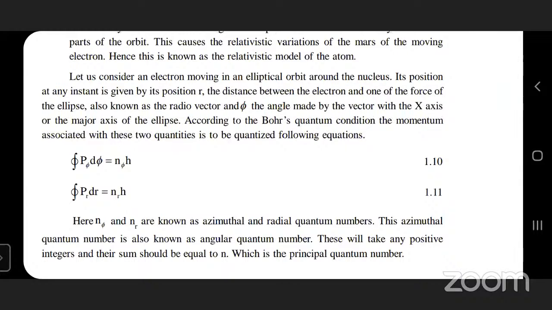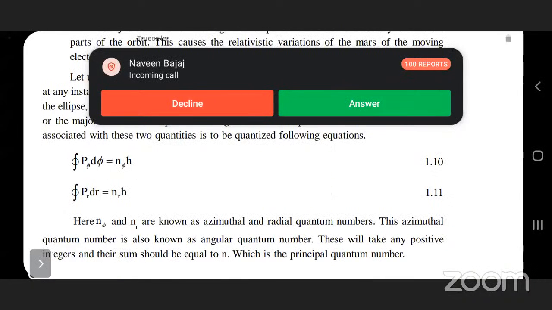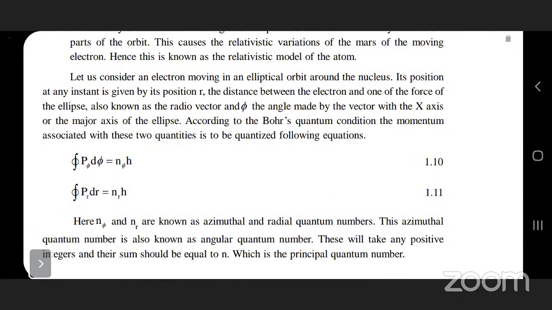Whether it is a major axis or minor axis, according to Bohr's quantum condition, what is the momentum which is to be associated with these two quantities?